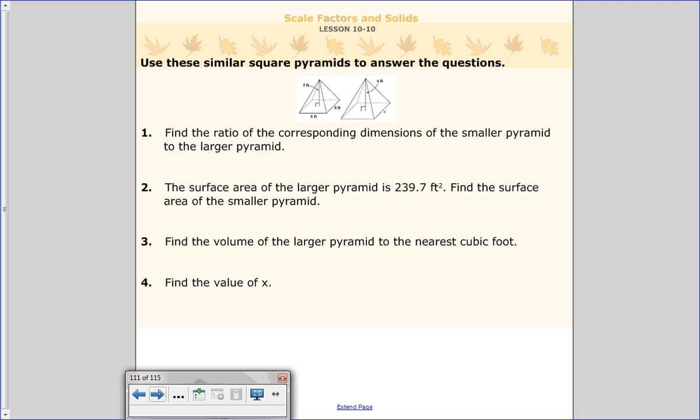All right, that is your lesson for tonight. Tonight we talked about how to find similar sides of similar solids, and also find the volume and surface area of those similar solids. You have a terrific night.